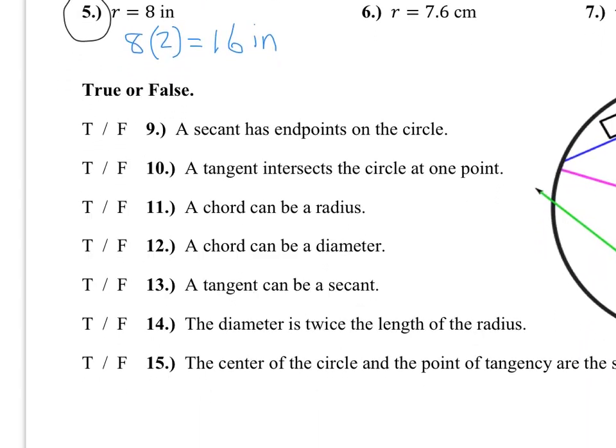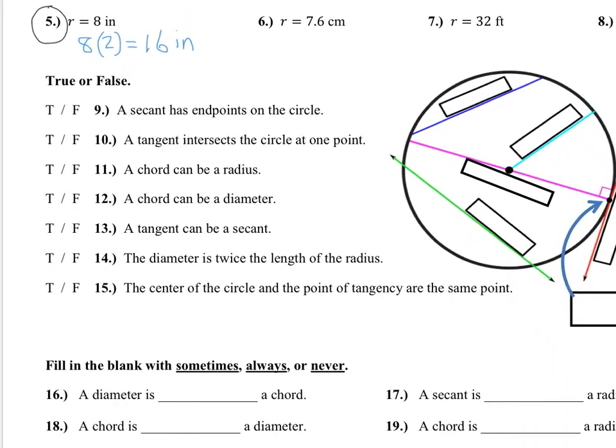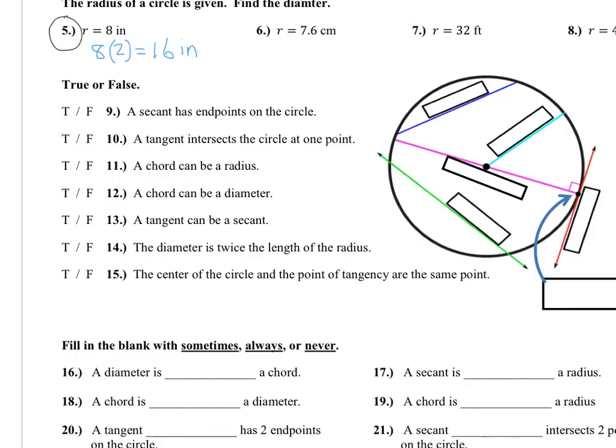Let's move down to the true and false section. Let's look specifically at problem number 10. A tangent intersects the circle at one point. Talked about that today, and that is true.